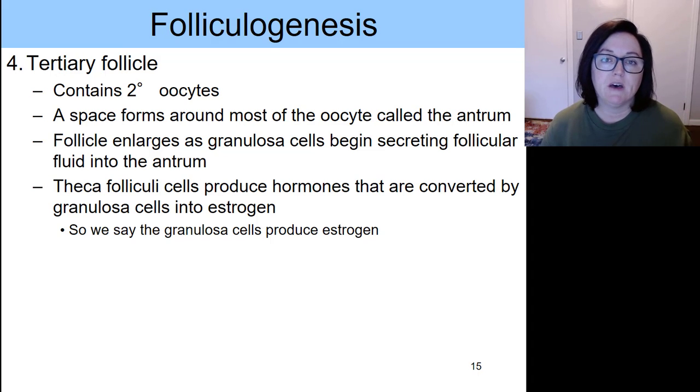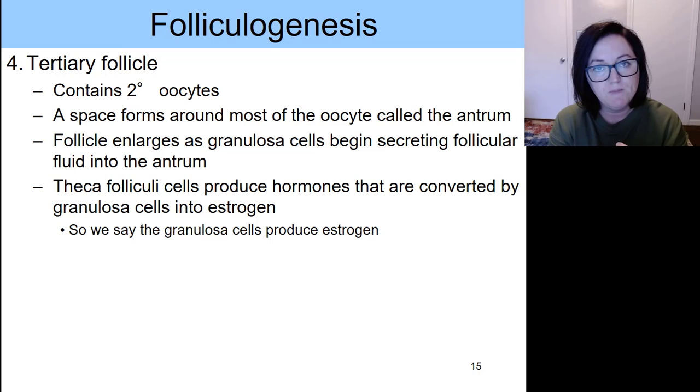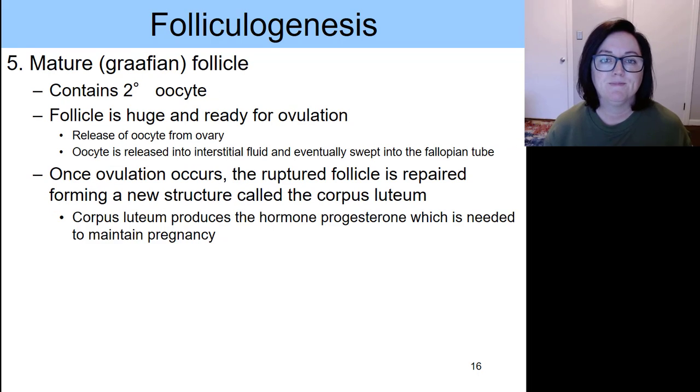The thecal cells that I mentioned previously start to produce hormones at this point. These hormones are converted by the granulosa cells into estrogen. So we say that the granulosa cells are producing estrogen, but technically it's the thecal cells that make the precursor to estrogen, and the granulosa cells take that precursor and turn it into what we know as estrogen. But we say the granulosa cells produce estrogen.